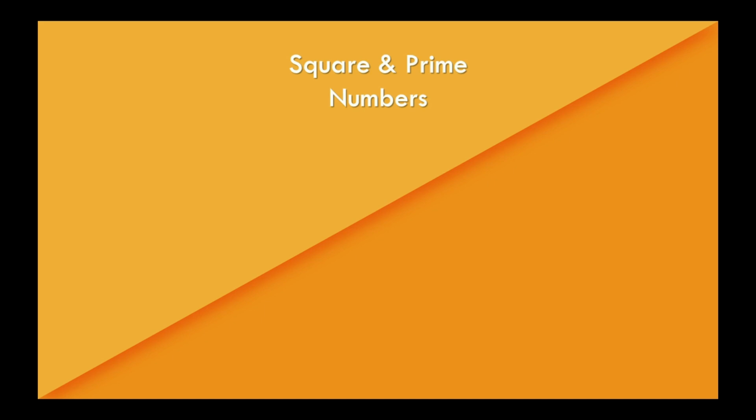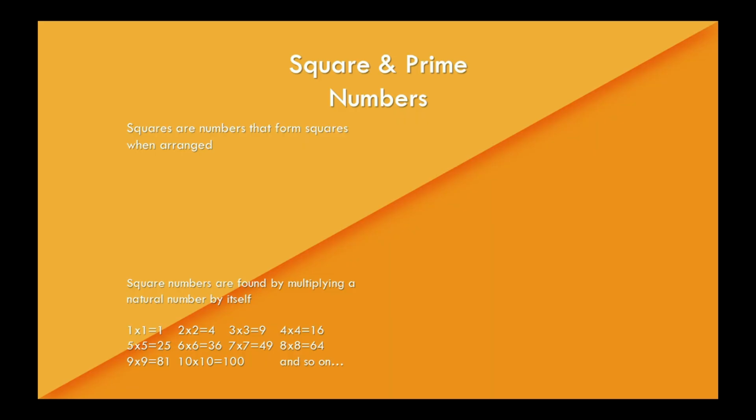Now onto the more fun numbers. We have squares and primes. Square numbers are numbers that make squares. Whenever you multiply a natural number with itself, you get a square number. We can relate this to finding the area of a square. We multiply the number of one side with itself.